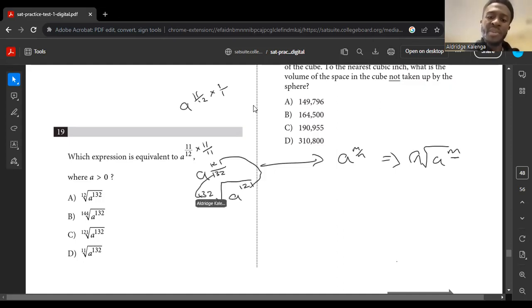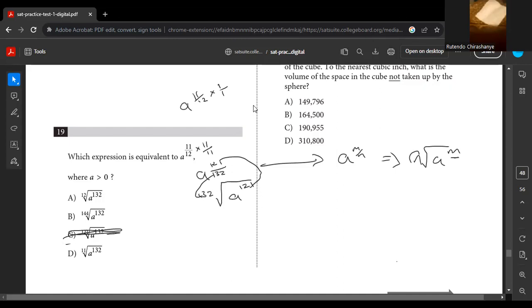Because the numerator comes here, the denominator comes here. But we've seen that that's the opposite of C. So they've just swapped that. So that's not C. Okay, so let's try the other way.